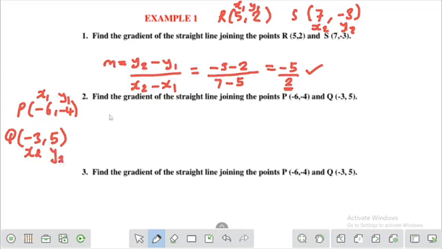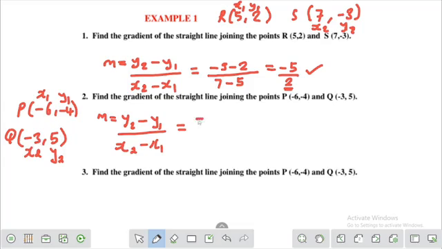So from here now we can come up with the formula for finding the gradient, which is m is equal to y2 minus y1 over x2 minus x1. So we just substitute. Where there is y2, we are going to put this 5, and where there is y1, we are going to put a negative 4. Where we have x2, we are going to put a negative 3, and where we have x1, we are going to put a negative 6.